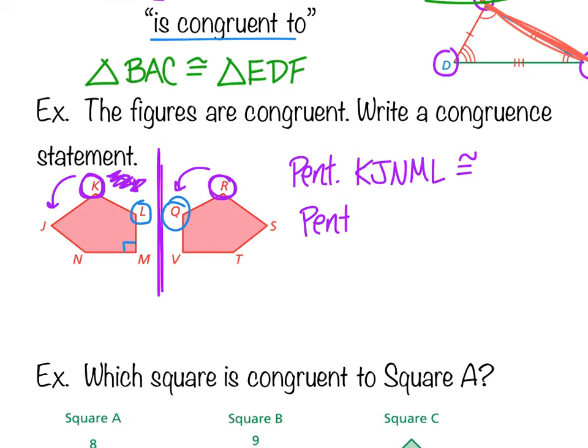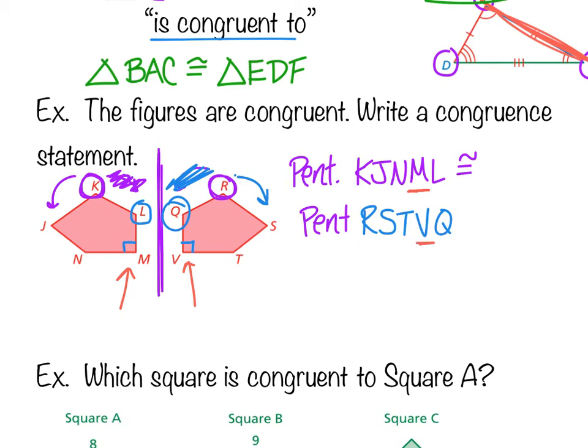And then we've got this right angle down here for V and M. So I've actually got to go this direction so that they match up. So pentagon R, S, T, V, Q. And then you can double check. Angle M was the right angle on the pentagon on the left side, and angle V was the right angle on the pentagon on the right side, and M and V are in the same place, so that makes sense.